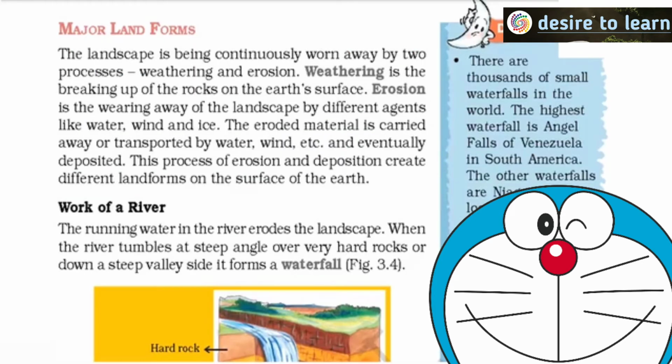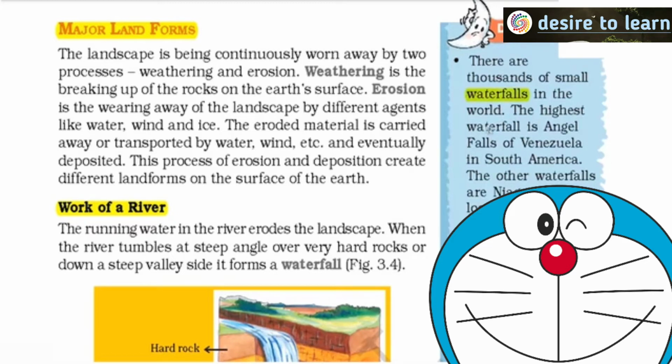Next, let us take the erosional features and depositional features on the earth's surface. We call it exogenetic forces. The first thing it talks about is the work of a river. Here, when it talks about the work of a river, it talks about waterfalls. Waterfalls are formed because of the work of the river.